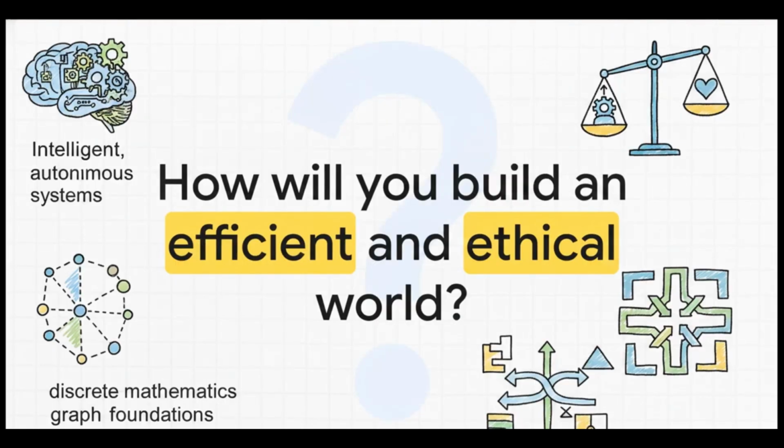Which leaves us with this final, vital thought. As we continue to build the intelligent, autonomous systems of tomorrow, how will you use these mathematical foundations to shape a world that isn't just incredibly efficient, but highly ethical? Discrete mathematics, from the rigidity of bijective functions to the elegance of Hamiltonian circuits, truly is the invisible engine of our future.